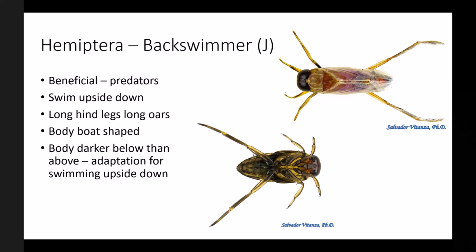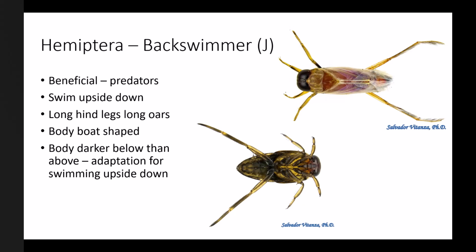Backswimmers are a group of beneficial predators that swim upside down. They have multiple adaptations to their body that make them good at swimming and meant for living in the water. One is that their hind legs are modified to be like long oars to help them scoot through the water. Their body is shaped like a boat so that it can move through the water a little faster. And they're called backswimmers because they swim upside down. So the top part of their body is lighter in color and the bottom is dark, which is oftentimes opposite of a lot of insects.